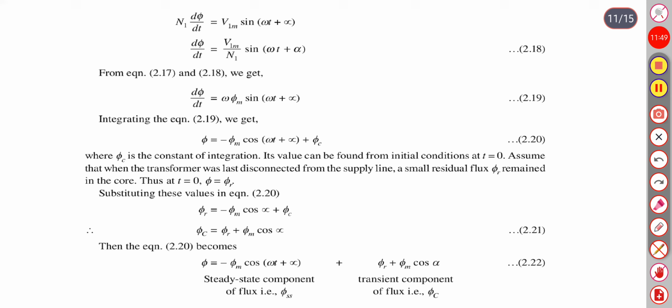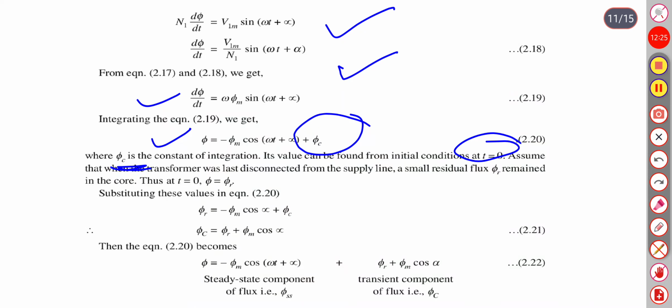Now N1 d phi by dt is equal to this, as we have seen last, and this is d phi by dt. Now d phi by dt will be omega phi m sin(omega t plus alpha). Integrating, we get phi equals minus phi m cos(omega t plus alpha) plus phi c, where phi c is the constant of integration. The value can be found from the initial condition at t equals 0.